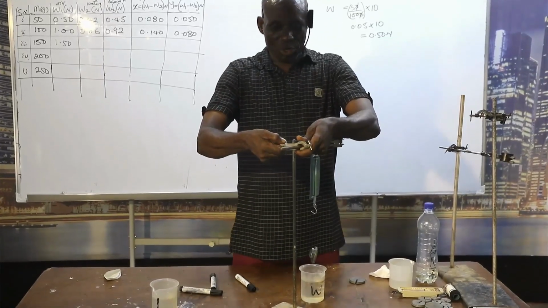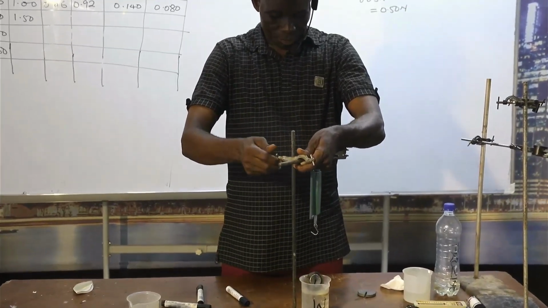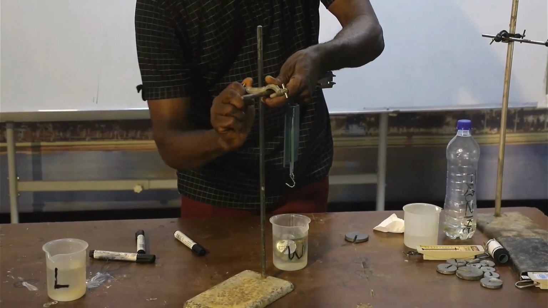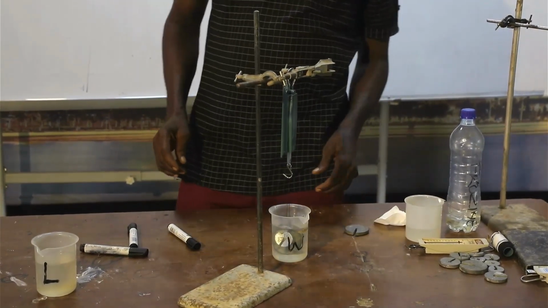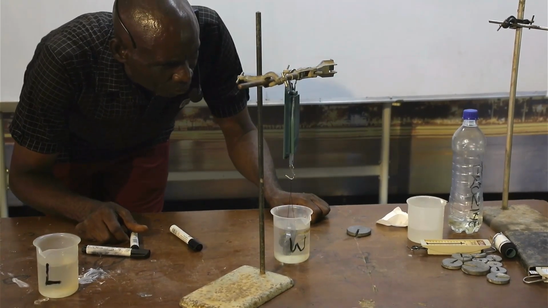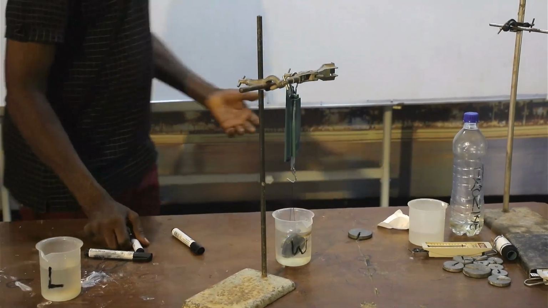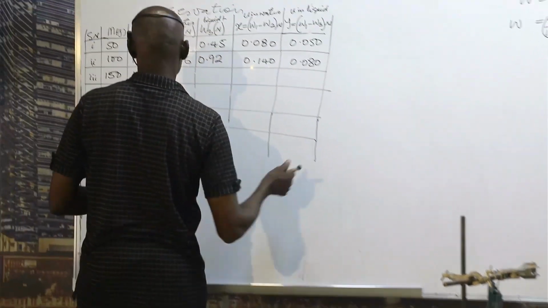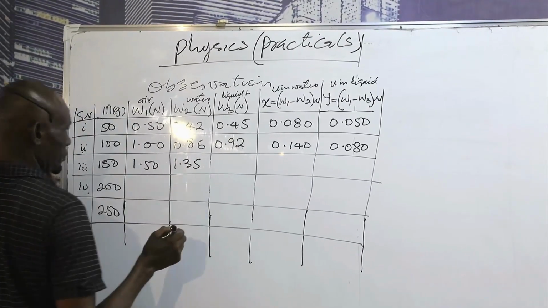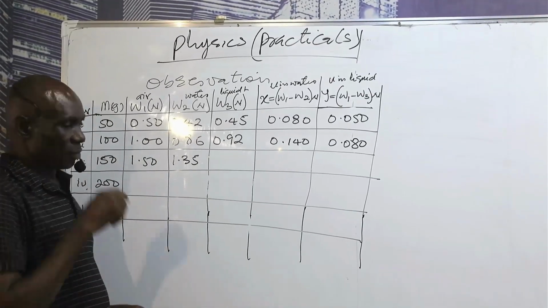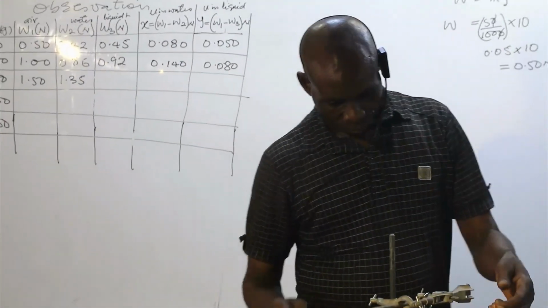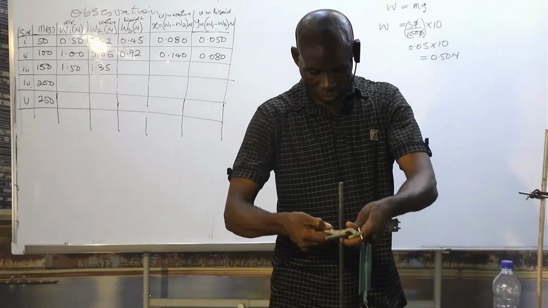Then we now adjust for the reading in water. This is the reading in water. So this is 1.35. We adjust.